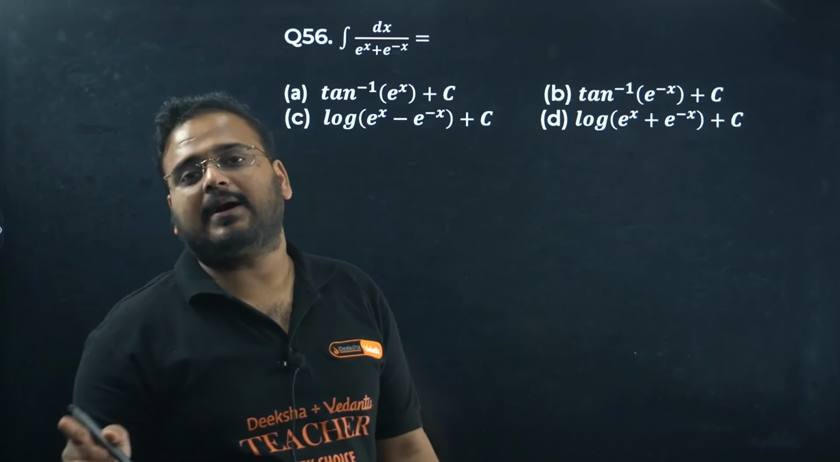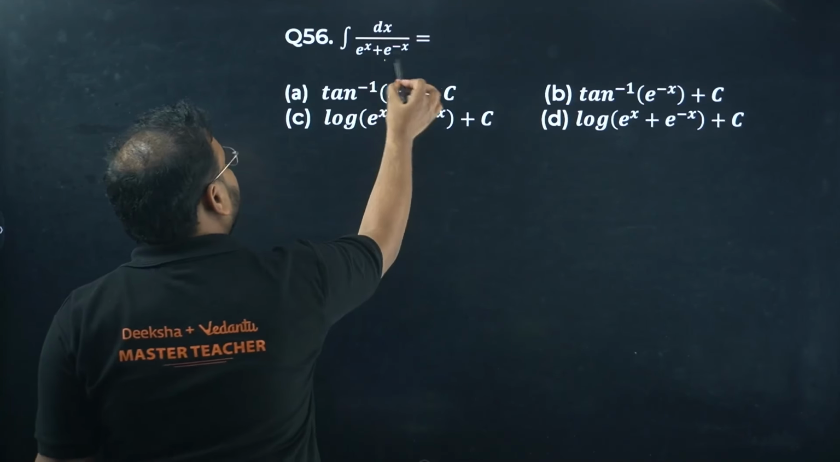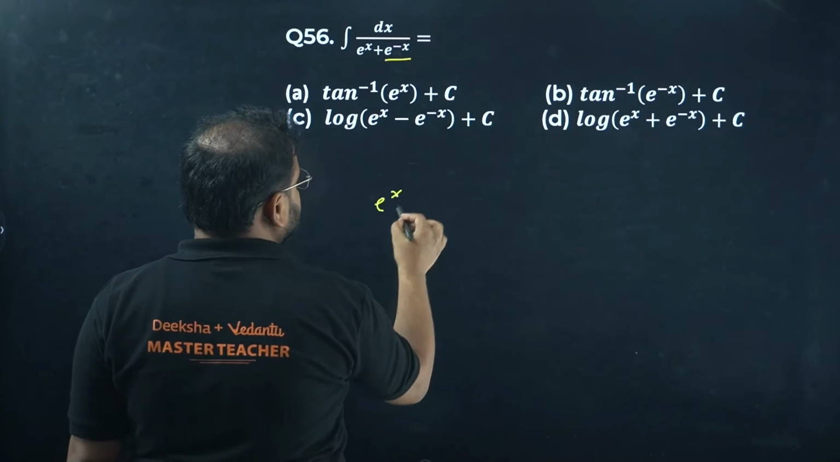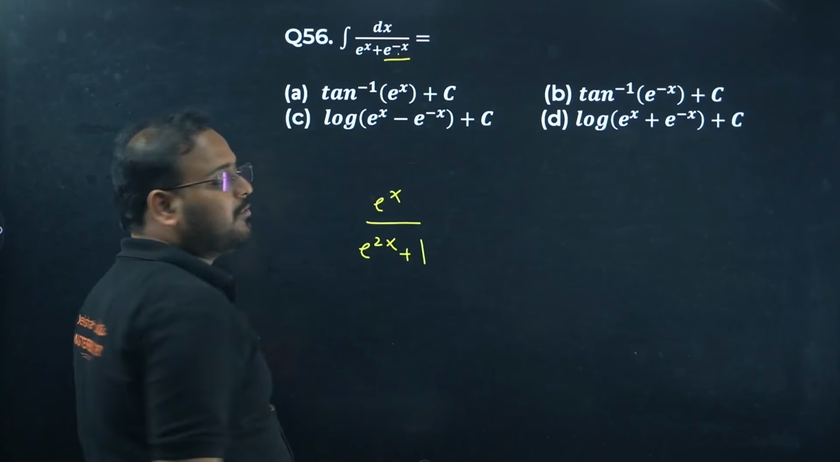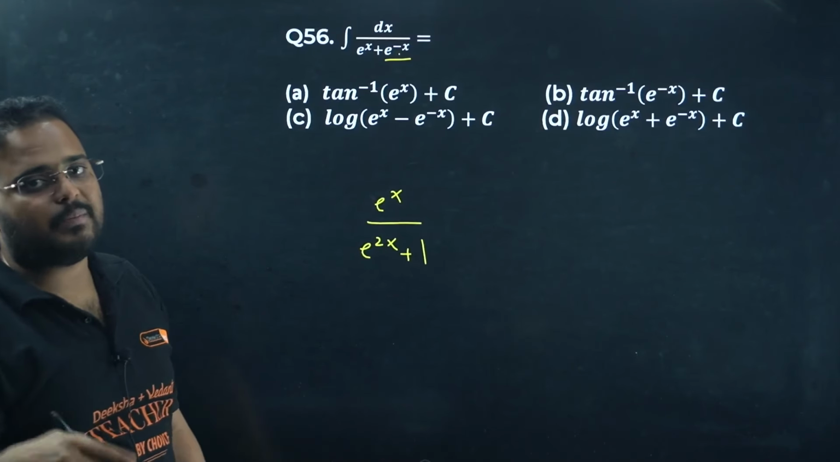56. This simple question. We have e power x plus e power minus x. To negate this e power minus x, multiply everything with e power x. We'll have e power 2x over here, and for this you'll get plus 1. E power minus x into e power x will be 1.